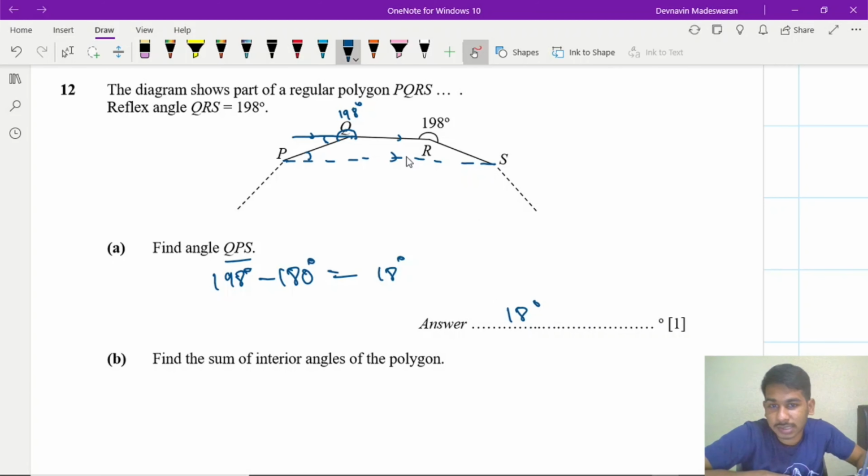But the only assumption is that this is parallel. But it makes sense, right? Because it's equal on both sides.